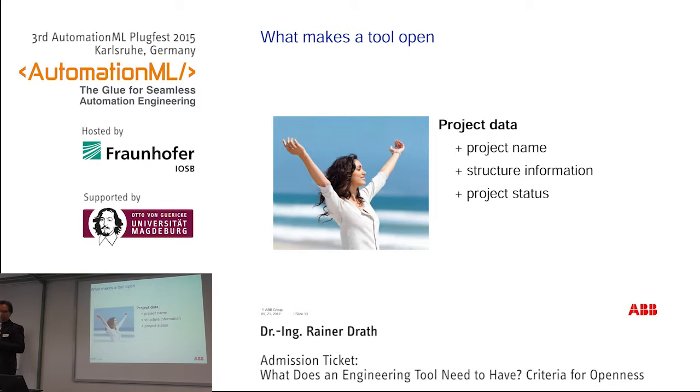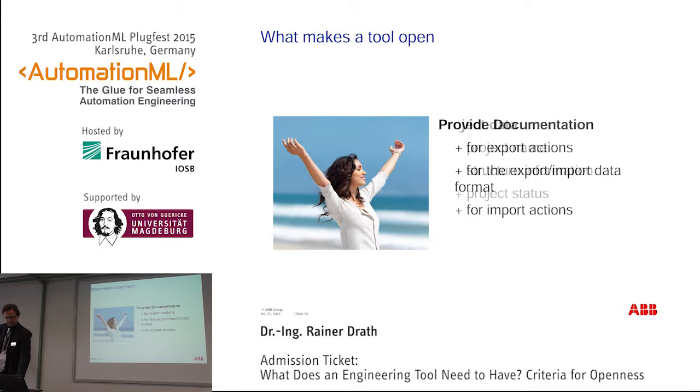With respect to the project, we need the project name, structure information, the project status, lots of things. And of course, import-export functionality needs to be documented. If you look at the landscape of engineering tools, there's lots of functionality hidden and undocumented. If you complain, the product manager tells you, yeah, we can do all this, we forgot the documentation, but it's there. An undocumented feature is equivalent to a non-existing feature. All the effort to develop this functionality is then useless.